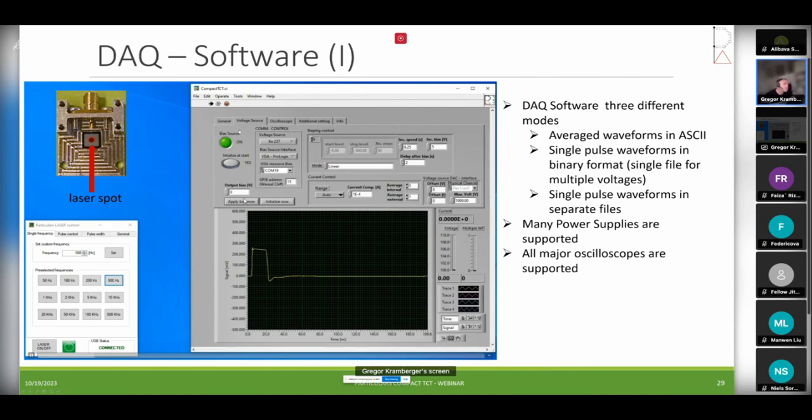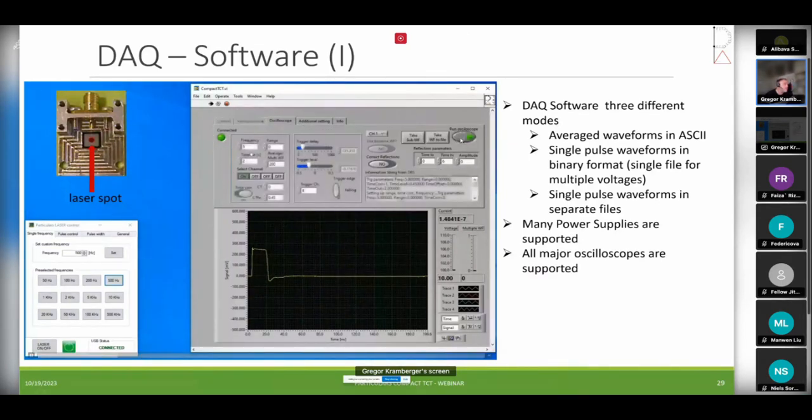In compact TCT that we are looking at today, we use the ASCII data format. I will show you the data format later so that it's easily loaded into any data analysis framework you are using. We'll come to that later.